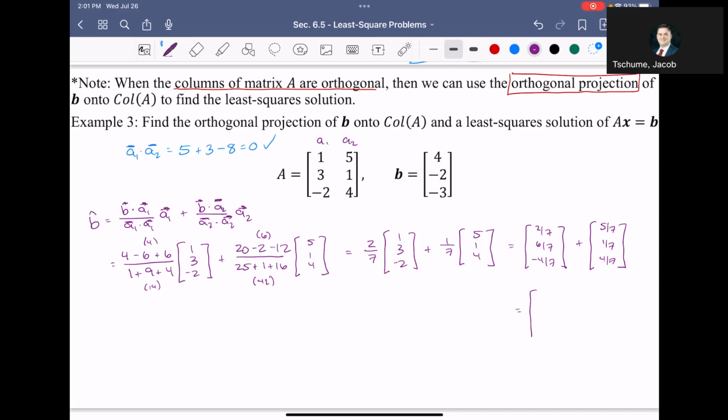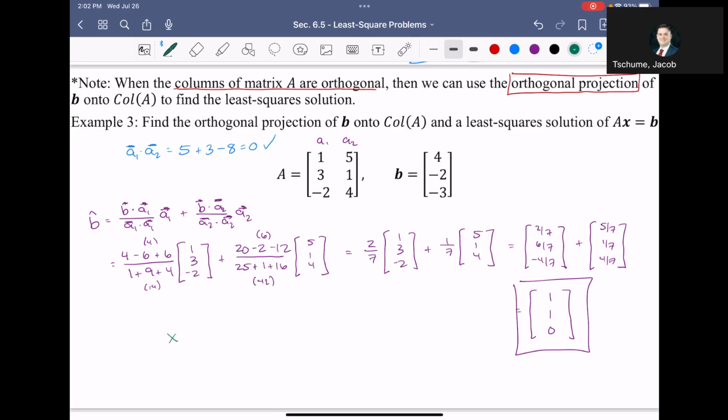Adding those together, 2/7 and 5/7 would just be 1, 6/7 and 1/7 is also 1, and -4/7 plus 4/7 is 0. So this is our projection. So this is the orthogonal projection of B onto the column space of A. Now, going back to the original idea on this slide, the note I gave y'all is that by finding the orthogonal projection, you also found a least squares solution in this case.